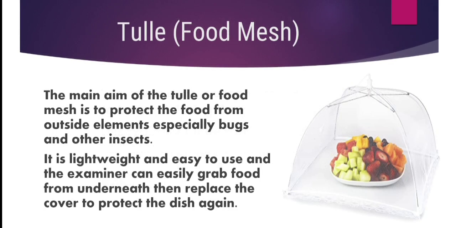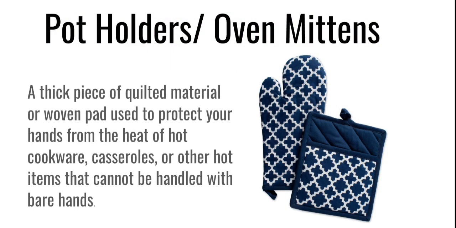The next item on our list is tulle or food mesh. Now, the main aim of this is to protect the food from outside elements, especially bugs and other insects. It is lightweight, easy to use, and the examiner can easily grab food from underneath, then replace the cover to protect the dish again. You have the option of using the fabric itself, or you can use the dome-shaped covers to protect your dishes.